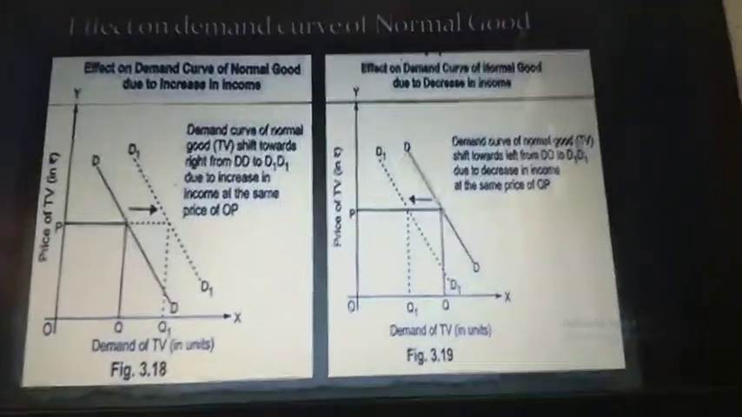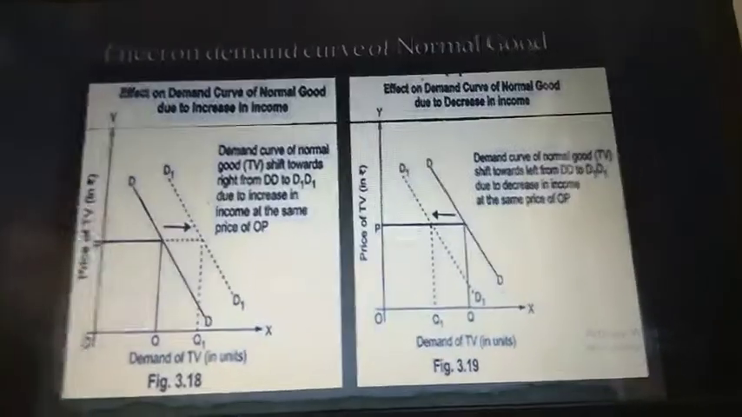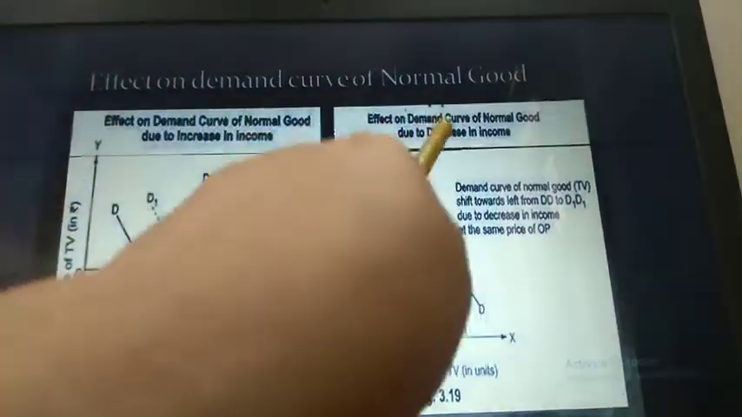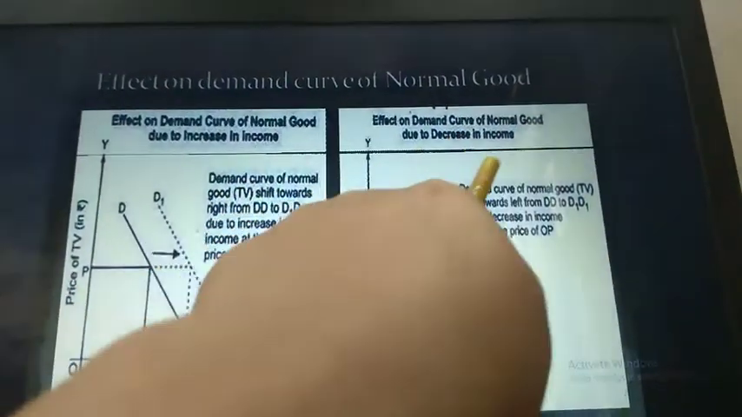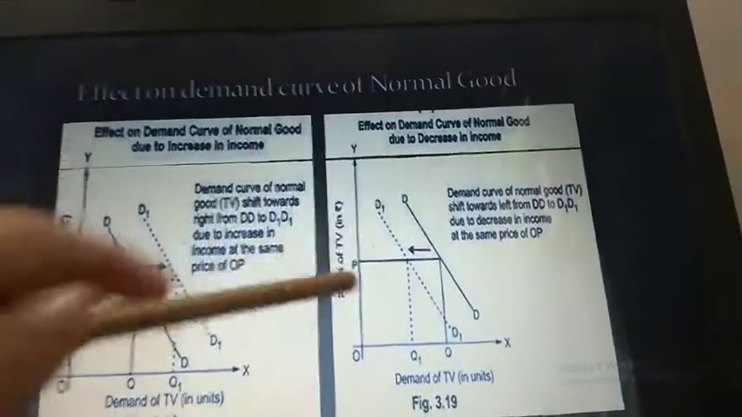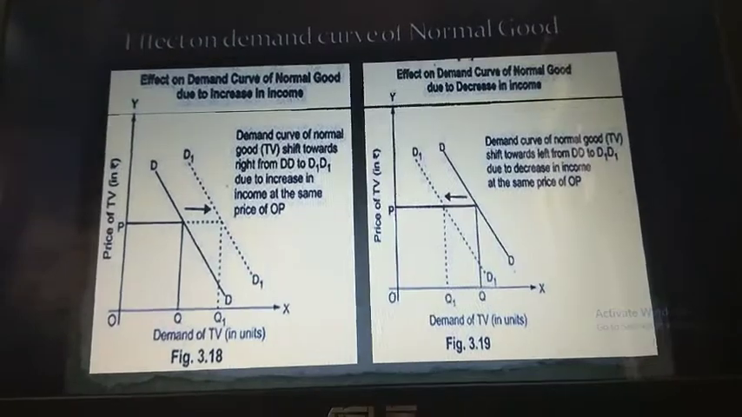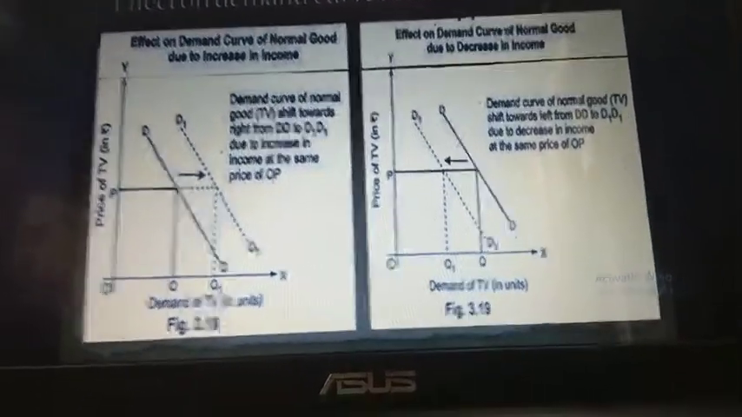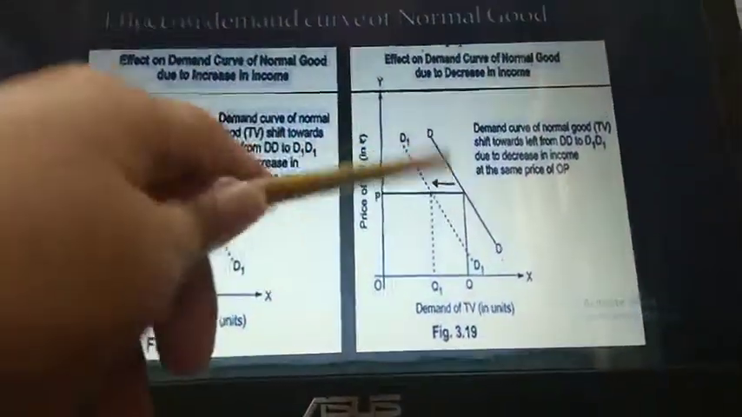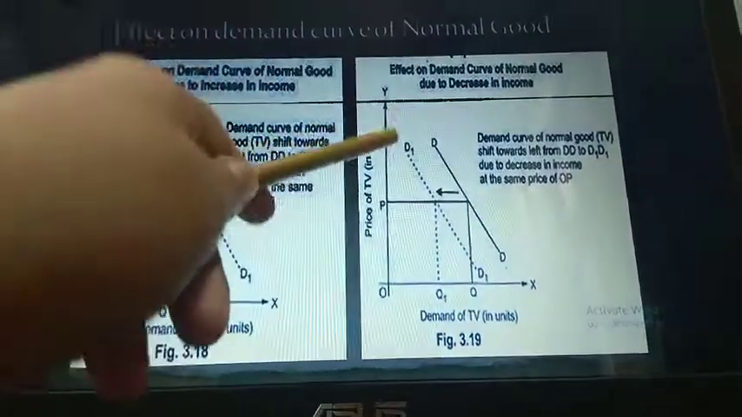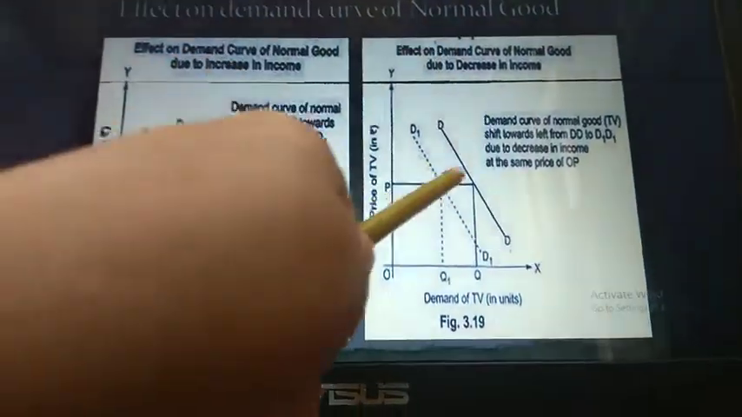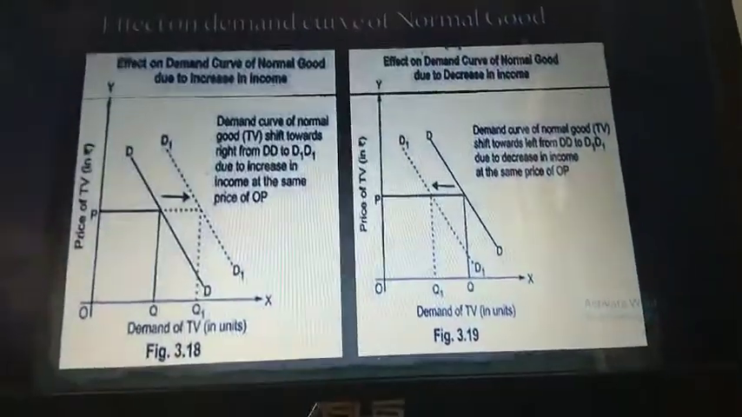And in case the income of the consumer decreases, the effect on demand curve of normal good due to decrease in income is a leftward shift. If the income of the consumer decreases, he will be purchasing less of normal good, so his demand curve shifts from DD to D1. So there is a leftward shift in the demand curve.